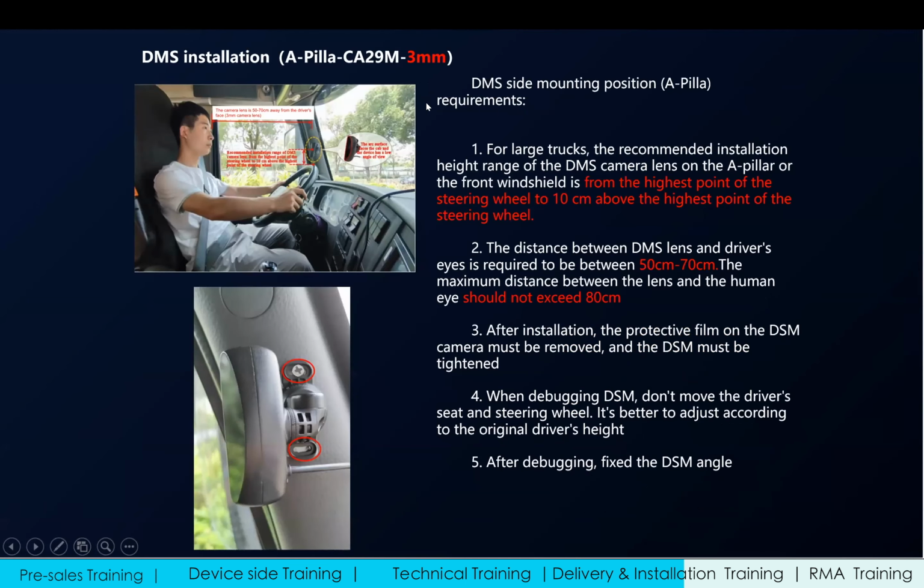For the A-pillar camera installation, it is usually used for trucks and taxis. And there are also some requirements. The first one is that after the installation, the distance between the driver and the lens is between 50 to 70 centimeters, and cannot exceed 80 centimeters. The angle should be a little low, like from the dashboard to the camera location, there is 10 centimeters above.